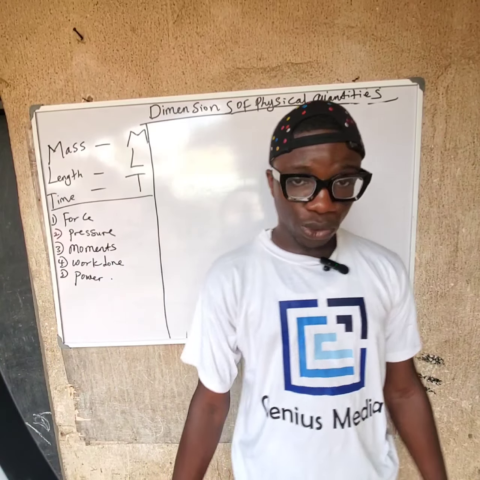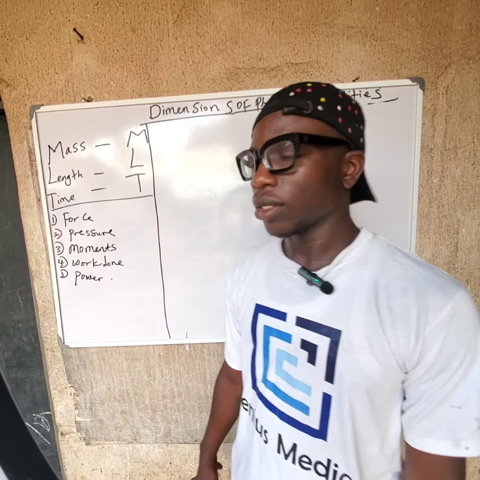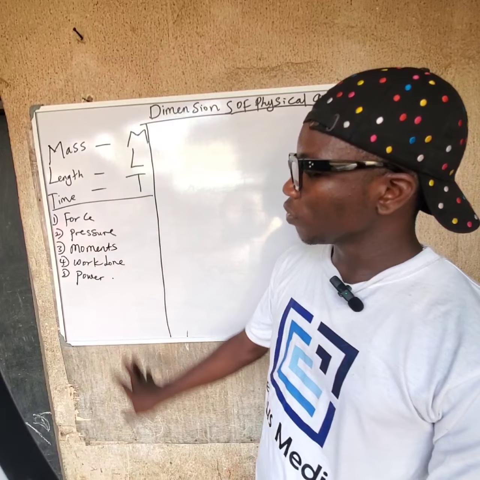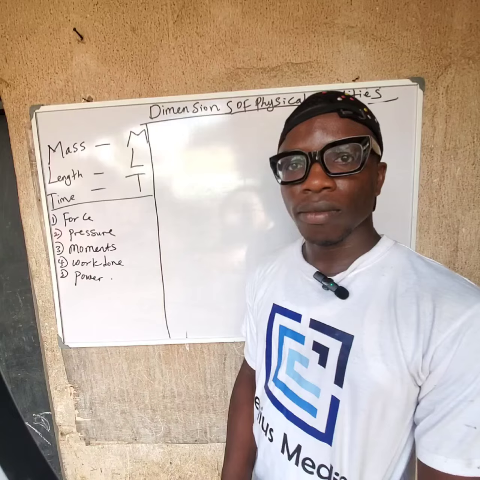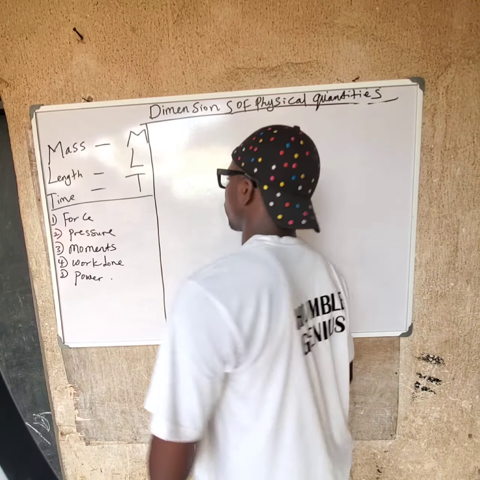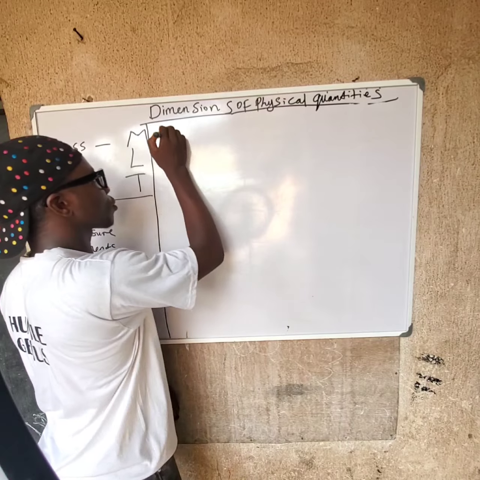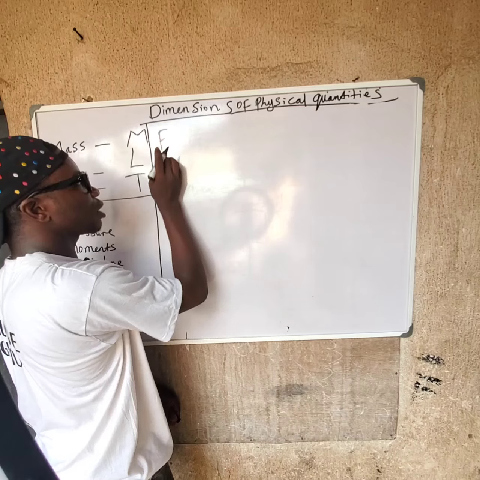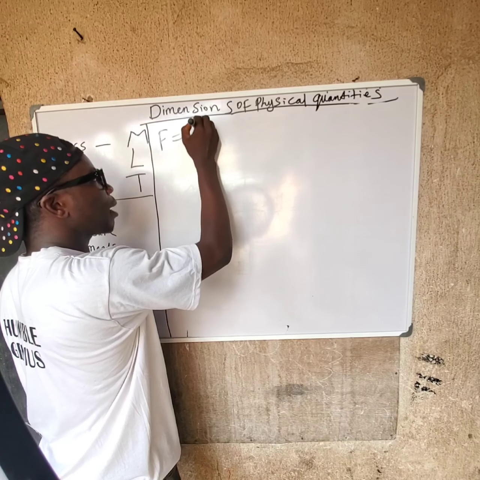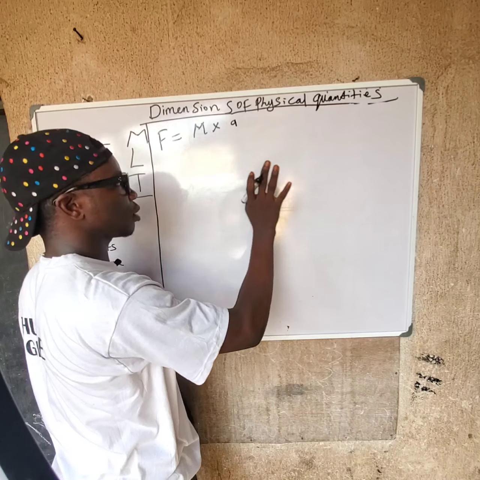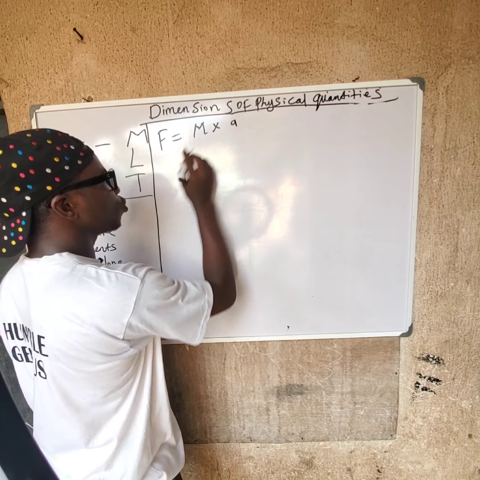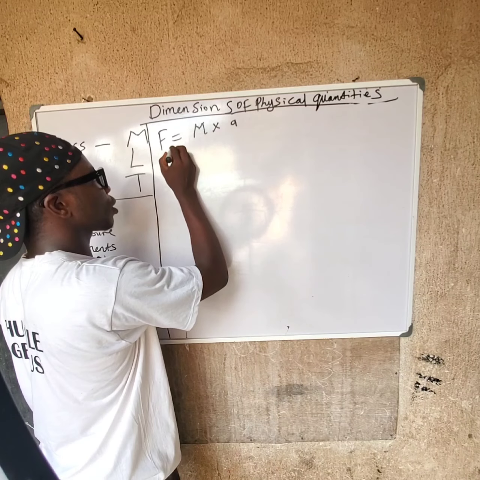All right, welcome back. So today, let's get the dimensions of these physical quantities. Let's see how their dimensions are gotten. All right, so first, let's go straight up. We have force. So let's just indicate force with F. Force is mass times acceleration, right? So first off, we need to know the dimension of acceleration.